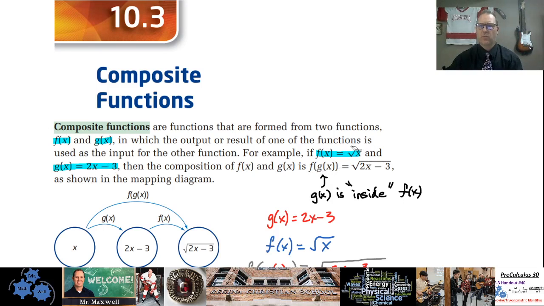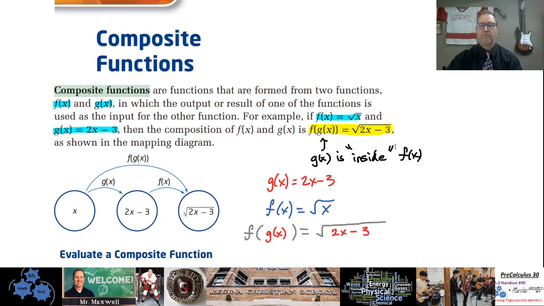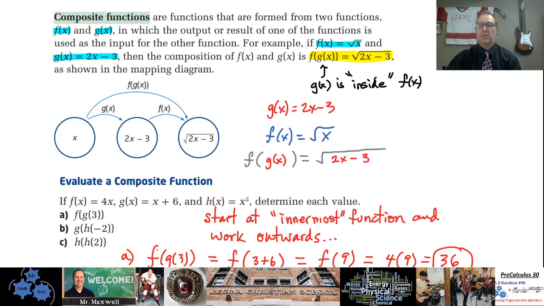The f of x is root x. So we put 2x minus 3, that's what g is, in the f of x function. Well, it goes in where the x is. So it comes out to this one right here. Very, very important. Okay, so if you can rewrite a function like that, that's really, really important. Okay, and of course, I've just kind of showed you that over here on the right.